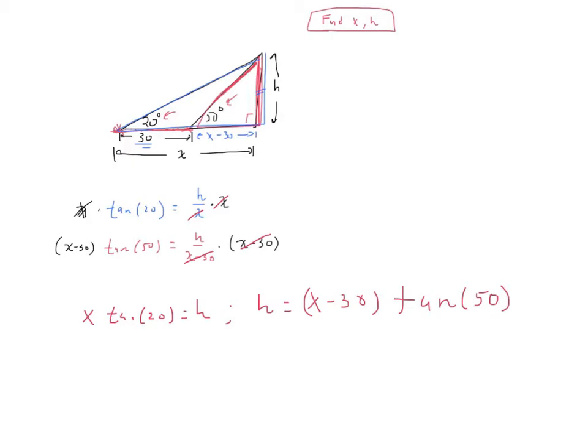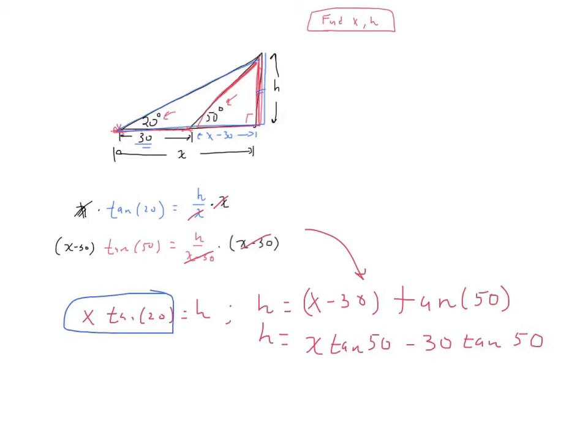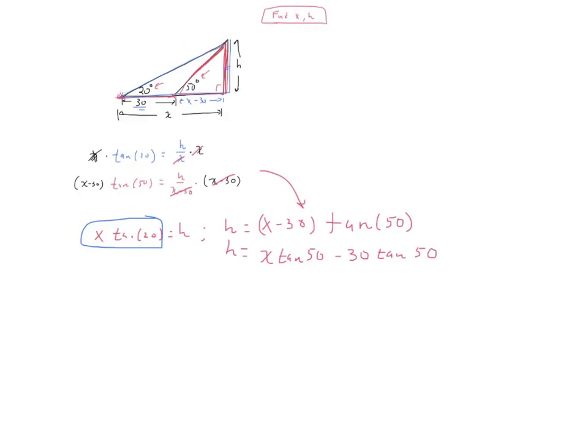Well, if I simplify this right-hand equation, remember this is coming from here, if I expand it, I get x tan 50 minus 30 tan 50. And that's h. But I also know that h is x tan 20, so I can use substitution. So we can say x tan 20 equals x tan 50 minus 30 tan 50.